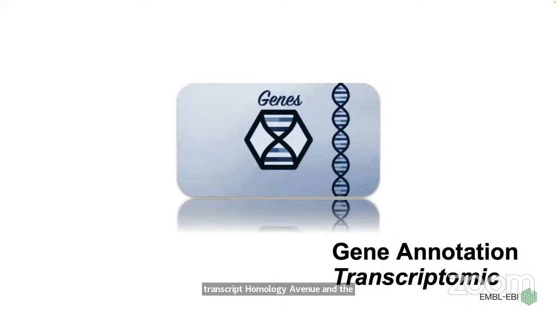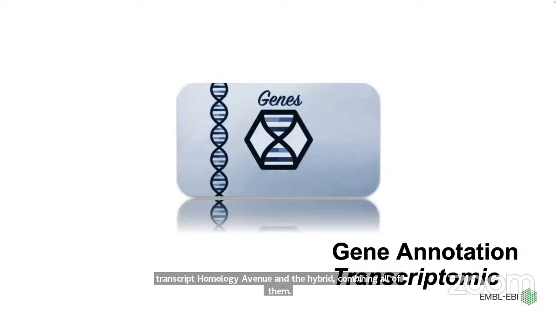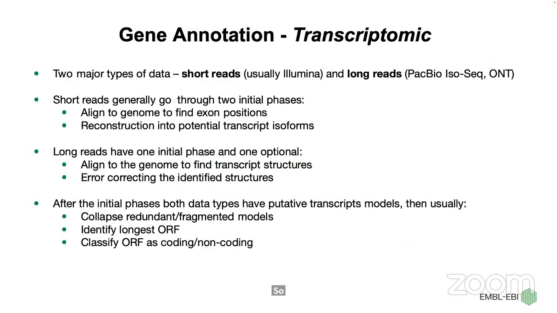So first, let's see the gene annotation using transcriptomic evidence. The two major types of data that we use for transcriptomic alignments are the short reads, which are mostly coming from Illumina data, and the long reads coming from PacBio or Oxford Nanopore technology.